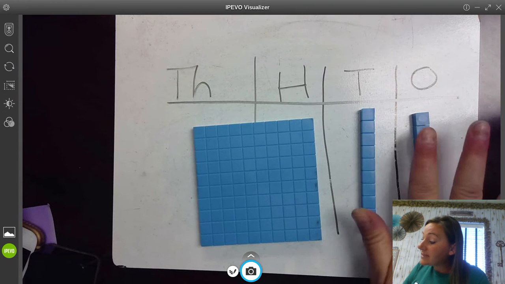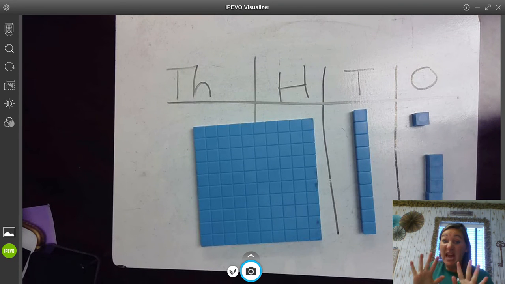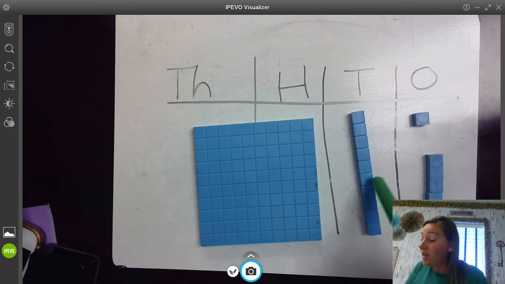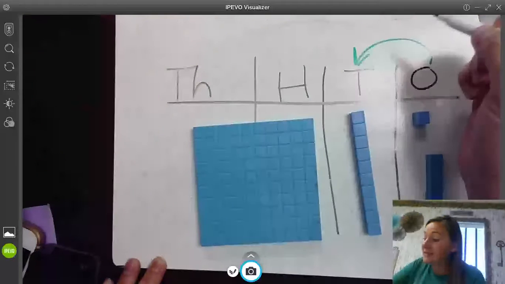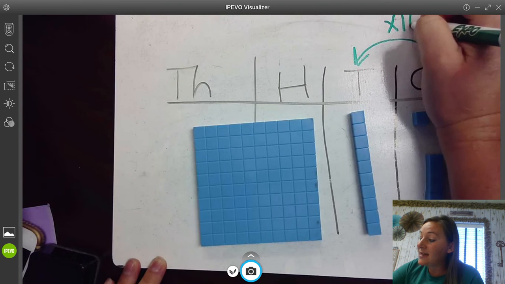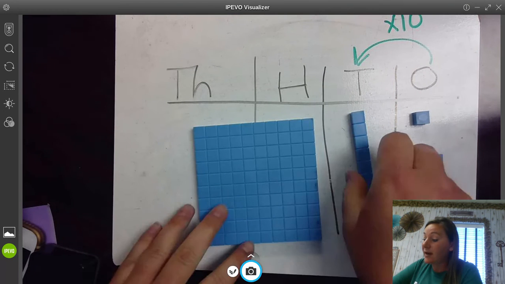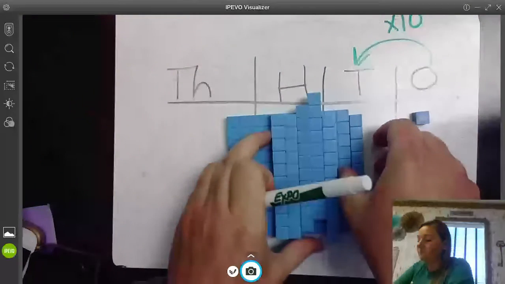Well, let's see. I know the tens place. How much did it take? It took 10 of them. So the tens place is 10 times greater than the ones place. So when I go from my ones to my tens, I'm going to times it by 10 because 10 ones makes a 10. All right. Well, how many tens does it take to make 100?